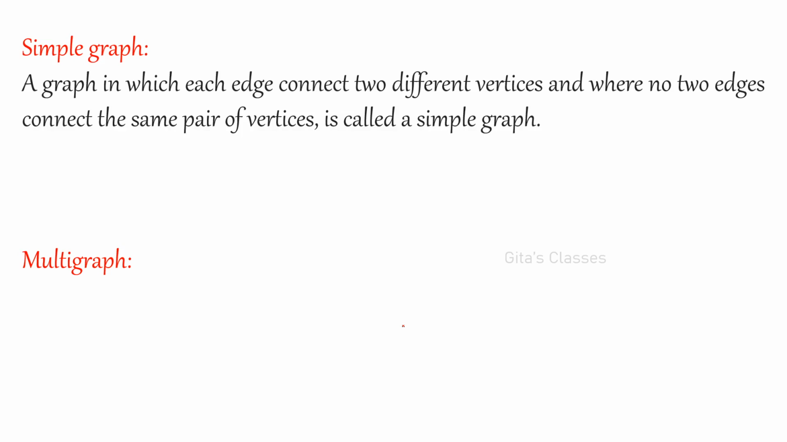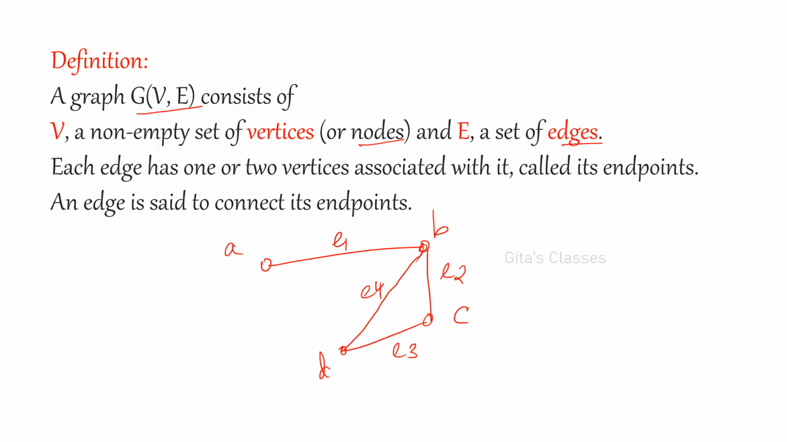So a simple graph is a graph in which each edge connects two different vertices and where no two edges connect the same pair of vertices. I'll explain again, wait. Here you can have this also. This is E5. So E1 and E5 are called parallel edges or multiple edges. Okay. So between two vertices, you can have either a single edge or multiple edges also. They are called parallel edges or multiple edges.